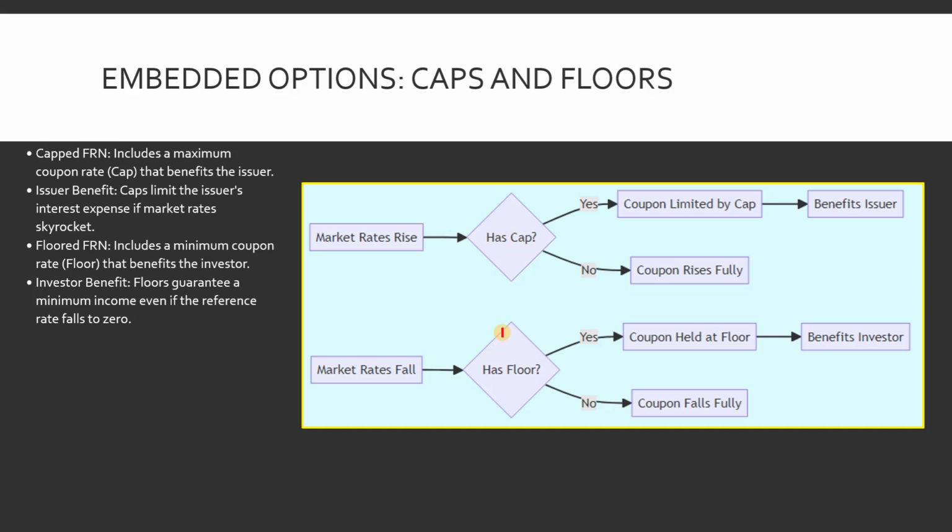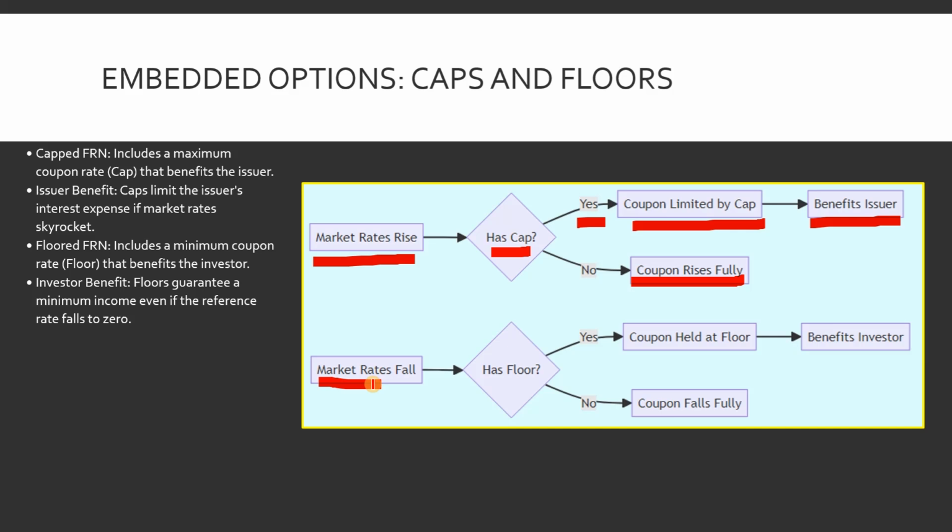You can even combine them to create collared FRN. So let's look at the diagram. On the top, if you see the market rates rise, what would happen? If it is a cap scenario we consider, if it is yes, then the coupon is limited by the cap and benefits the issuer, not the investor. You would lose this. And if there's no cap, then the coupon rises fully. Basically, there's no limit on the higher side of the coupon, which is good for the investor.